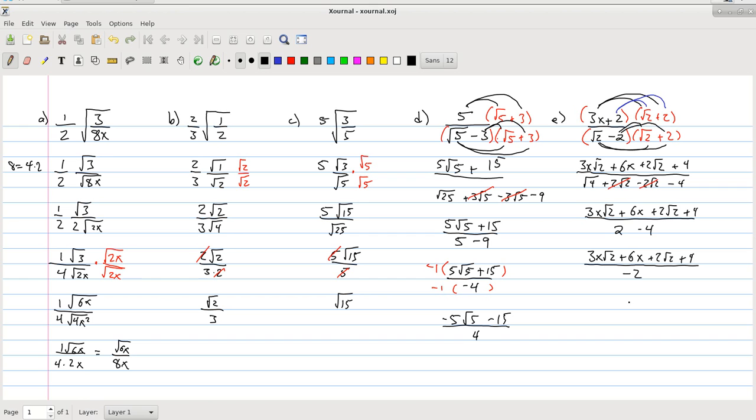And then finally, as an optional step, many people don't like to see a negative in the denominator, so to fix that, we can multiply both numerator and denominator by negative 1. So our numerator becomes negative 3x radical 2 minus 6x minus 2 radical 2 minus 4. So all the signs just switched around when we distribute. And in the denominator, negative 1 times negative 2 is 2.